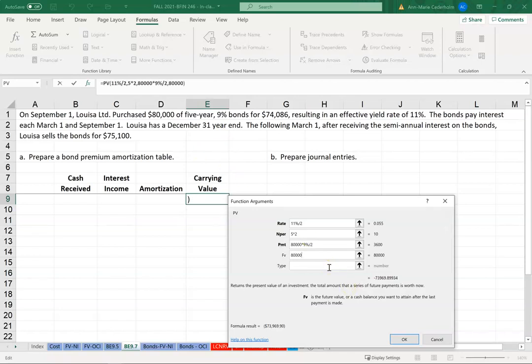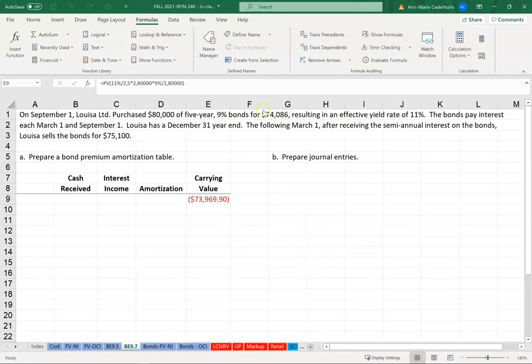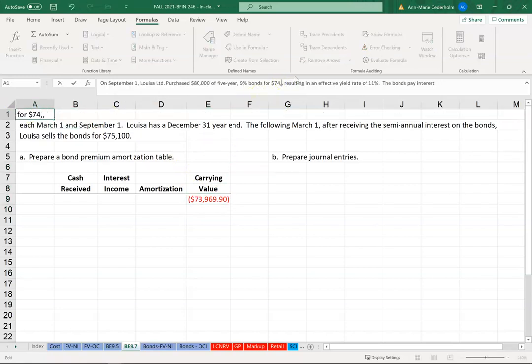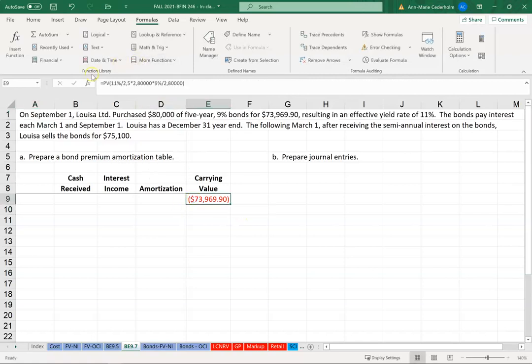So the bond is 80,000 and we'll just leave the type alone. So now I should get the 74,086, and let me just see. I have 73,969. So that's why I always check the present value, because that's actually a typo in the question. So it has to be 73,969. So I'll say okay. And let me just change this in the question, 73,969.90. There we go. And I'll prove that it's actually that. Otherwise, this amortization table isn't going to work.